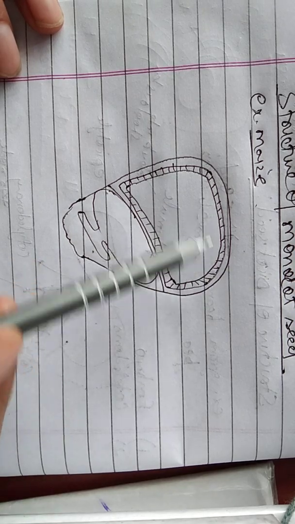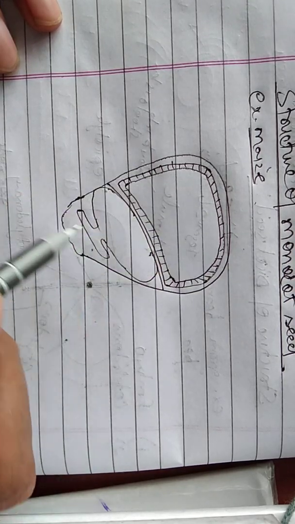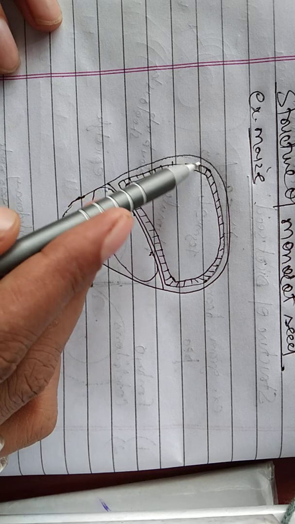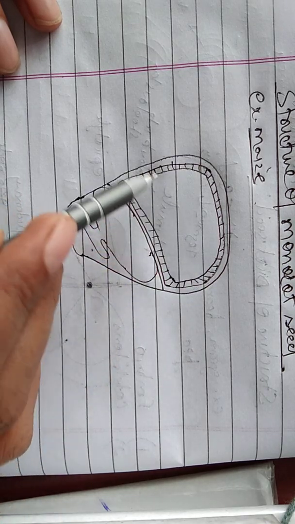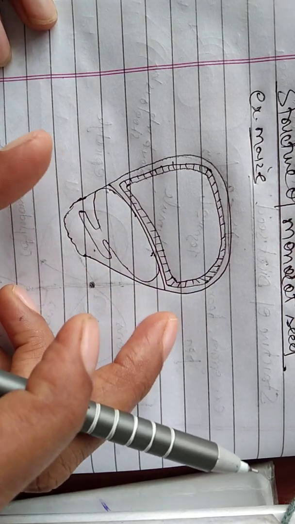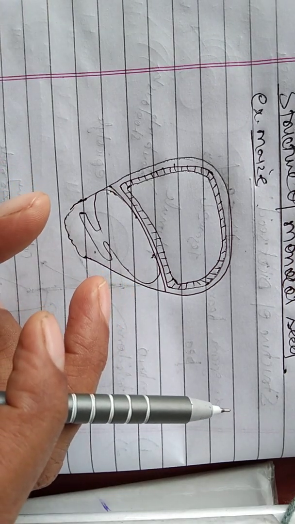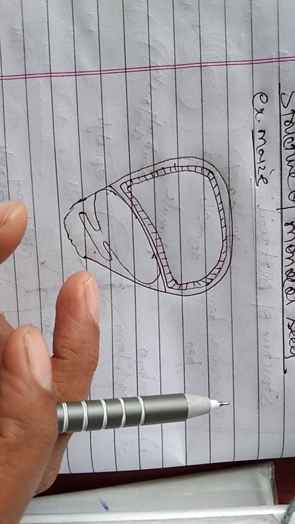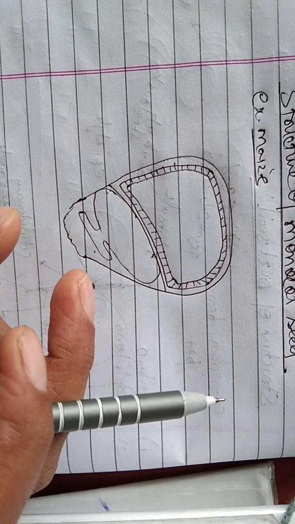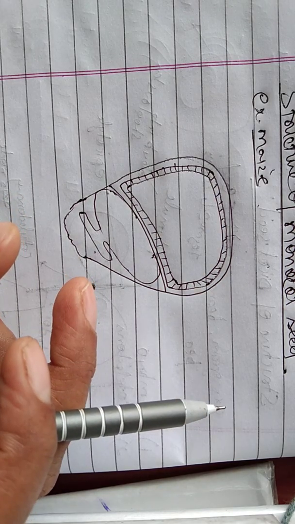If we see the structure of maize seed, it is almost triangular and a long structure. Externally, if we see the structure of maize seed, it is differentiated into two parts: a large yellowish upper part and a lower whitish part.